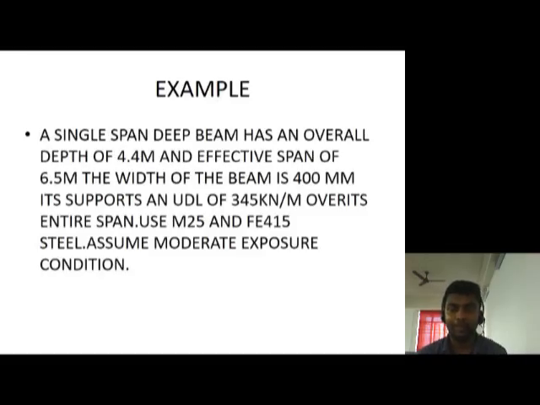Next, we'll be going for an example. And this is the question. A single span deep beam has an overall depth of 4.5 meters, total depth around 4.4 meters, and an effective span of around 6.5 meters. That total length will be around 6.5 meters, and the width of the beam is around 400 mm. It supports a UDL of 345 kilonewton per meter over its entire span. UDL, uniformly distributed load: the load will be acting over the whole length of the beam. Use M25 and Fe415 steel, assuming moderate exposure conditions.